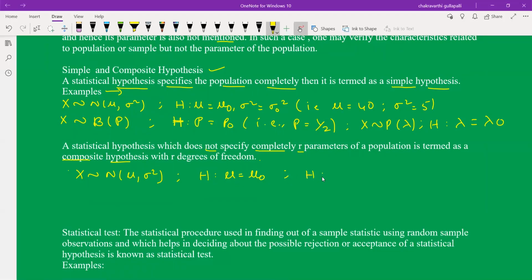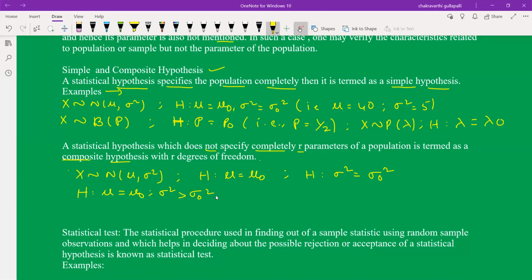One more example. Sigma square is equal to sigma naught square is also a composite hypothesis. One more example. Hypothesis mu is equal to mu naught, sigma square greater than sigma naught square. In this case, the population mean is equal to some specified value, but the population variance is greater than some specified value. Suppose sigma square is greater than 5, it means the population variance may be 5, 6, 7, like this. This hypothesis does not specify the parameters completely. This type of hypothesis is called a composite hypothesis.